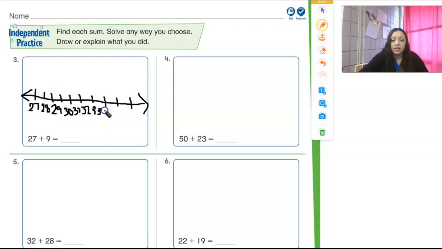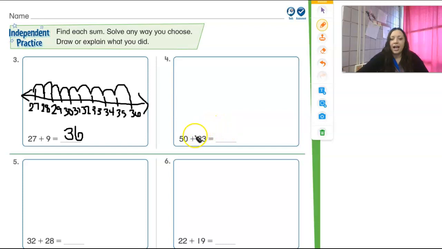33. 34. My numbers are going to have to be really small. 35 and 36. So I think it's going to be 36. Let's jump and make sure. 1, 2, 3, 4, 5, 6, 7, 8, 9. I land on 36. So I chose to use an open number line that time, okay?